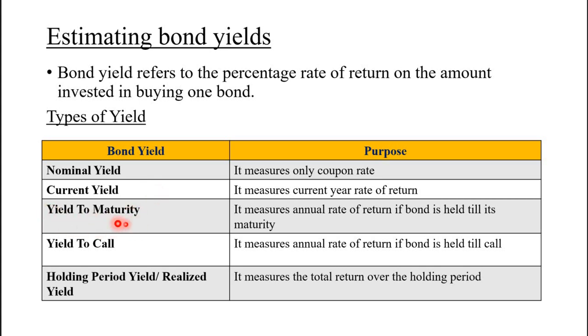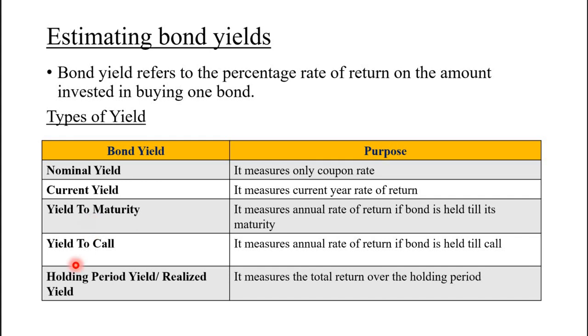Next is yield to maturity. What is yield to maturity? It measures the annual rate of return if the bond is held till its maturity. If you hold a bond until the end of the maturity, it may be 5 years, 6 years, 3 years, then what rate of return you are getting annually will be calculated as yield to maturity. The name itself says it: how much you get until maturity, that will be calculated here.